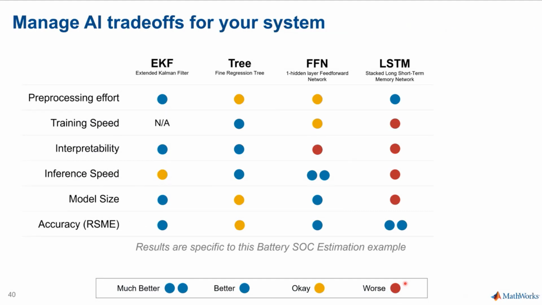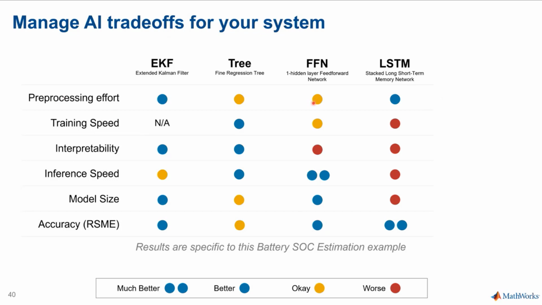So we've seen different models to estimate state of charge: the extended Kalman filter, the fine regression tree, which was this machine learning model, this one was the very, very small deep learning network, the feed-forward network, and then the LSTM. So you can compare these models now, how they behave, and then choose what you want to use.